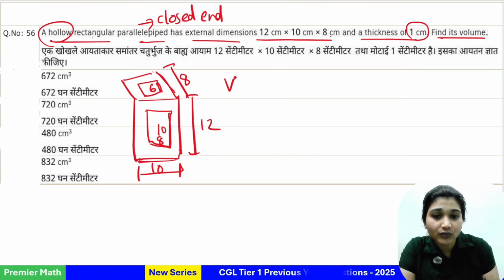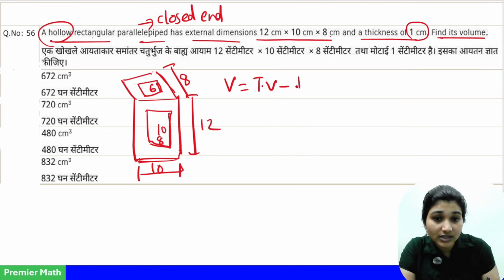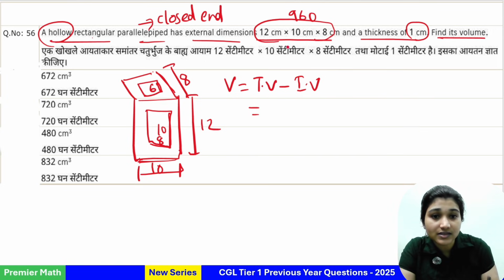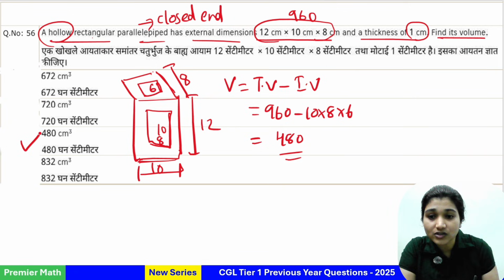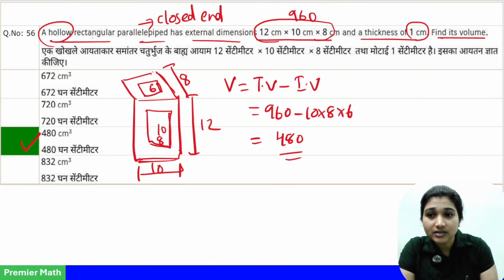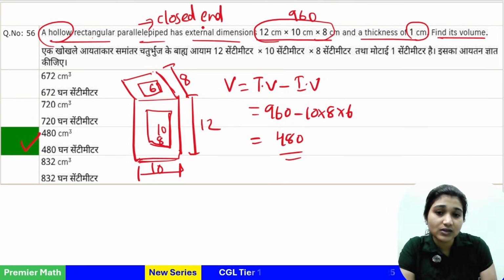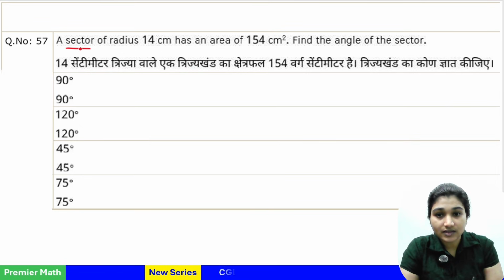So total volume. Volume is equal to total volume minus internal volume. Here total volume is equal to 12 into 10 into 8, that is 960. And internal volume means just subtract 2 centimeters from each of these dimensions, that is 10 into 8 into 6. So 960 minus 480 is equal to 480. Option 3 is your answer. If both the ends are open, one of the external dimensions will be constant, but the other two change.